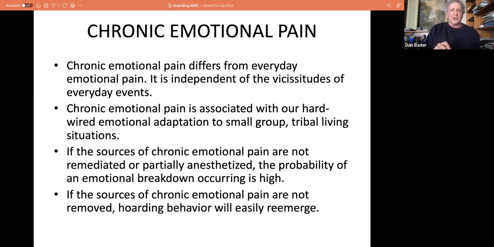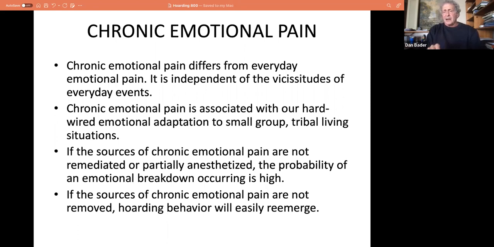But chronic emotional pain is going to be there as long as our human needs are not adequately addressed and taken care of. Chronic emotional pain is associated with our hardwired emotional adaptation to small group tribal living situations. If the sources of chronic emotional pain are not remediated or partially anesthetized, the probability of an emotional breakdown occurring is high. Most people sense that if they are constantly under emotional pain, they're going to probably fall apart. And again, nobody wants to fall apart, and nobody wants to have a full-blown breakdown, which can end in very unfortunate ways.